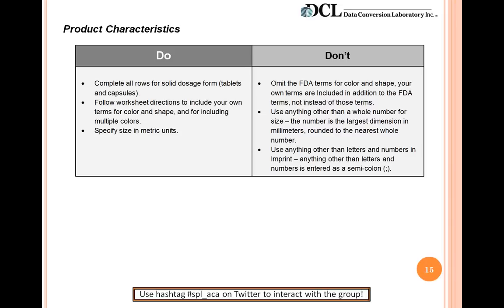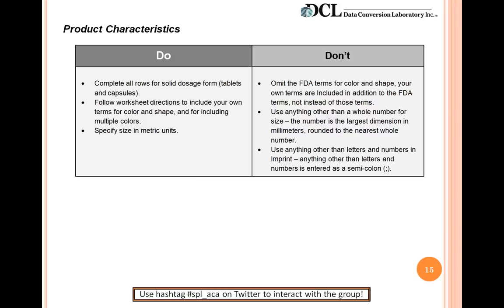And the product characteristics, we haven't had a problem with this in a long time, but the size of the item is the size in metric units. It's the longest dimension of the object. And as Dr. Randy Levin of the FDA has said, if you don't know what it is, take out a ruler and measure. Okay. Don't omit the FDA terms for color and shape. Again, you can use your own terms, but only in addition to those terms.